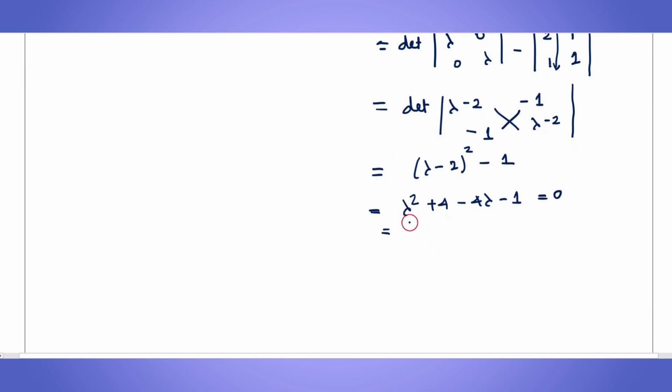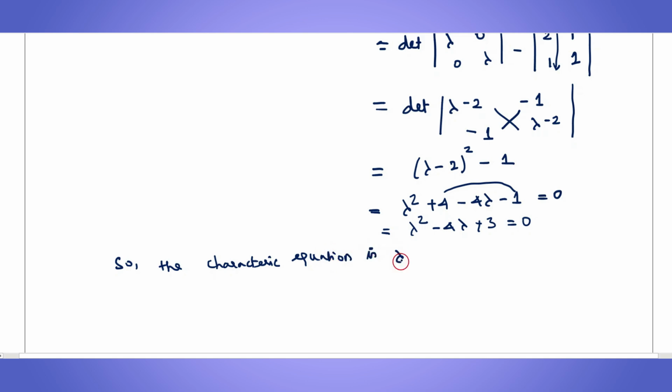Then lambda square minus 4 lambda plus 4 minus 1, that is plus 3, which is equal to 0. So the characteristic equation is lambda square minus 4 lambda plus 3 which is equal to 0. So this is the most important. So up to that we have to stop today's class. Remaining we have to discuss in the next classes.